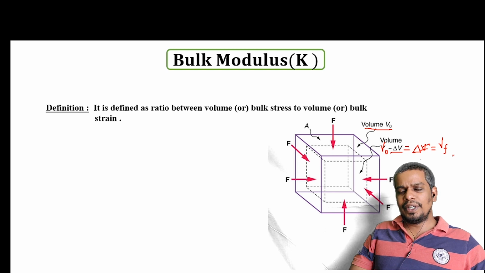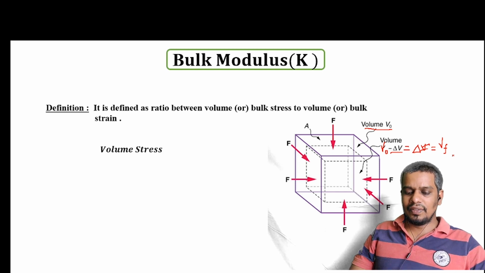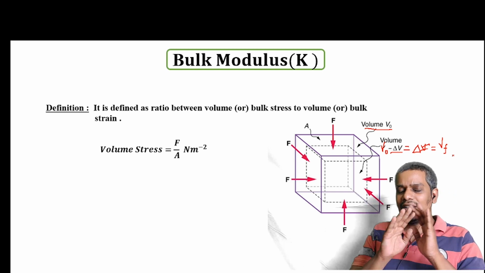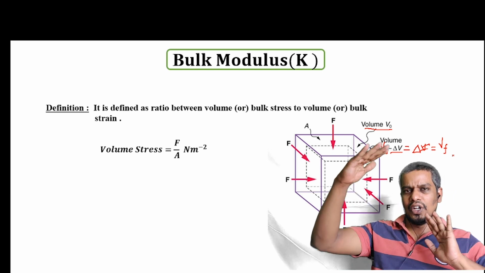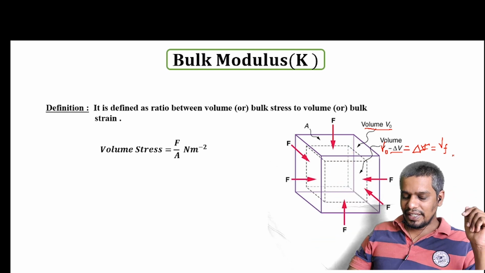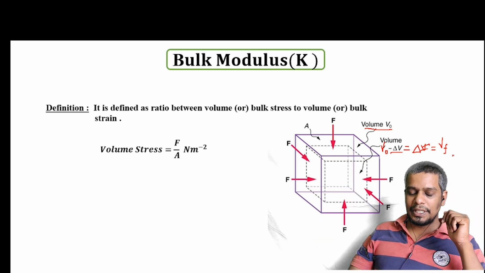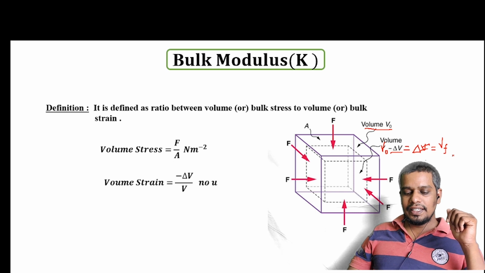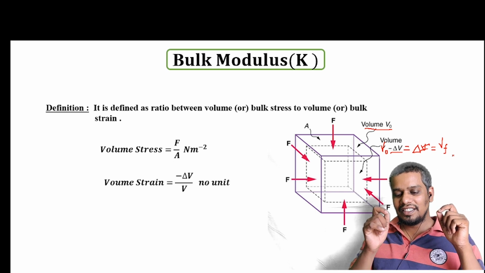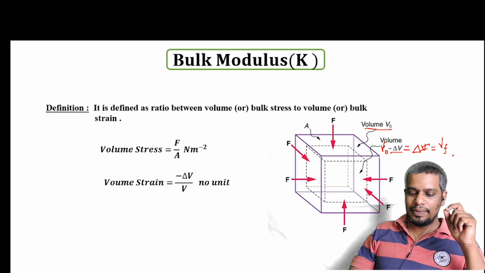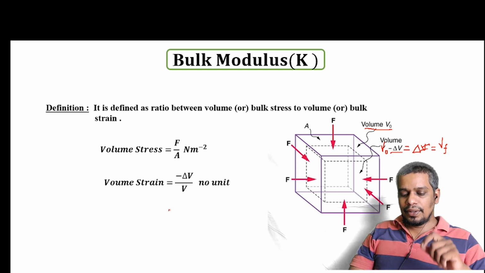Now we have to define the volume stress. Volume stress is equal to force per unit area. It is not going to change because we are giving the force on all the areas. The unit is Newton per meter square. The volume strain is the change in volume divided by the original volume. Or else you can use the final volume divided by the original volume. Some textbooks put the delta V, the change in volume.